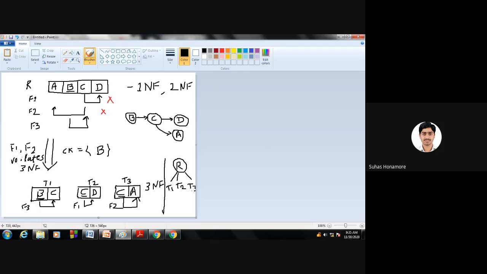Now you have to say that this one, R, is in 2NF, and these three together are in 3NF. So T1 is in 3NF, T2 is in 3NF, T3 is in 3NF. So the total relation R, which is decomposed into T1, T2, T3, is in 3NF. Now we'll go for the second question.